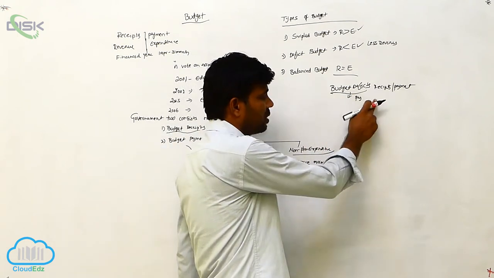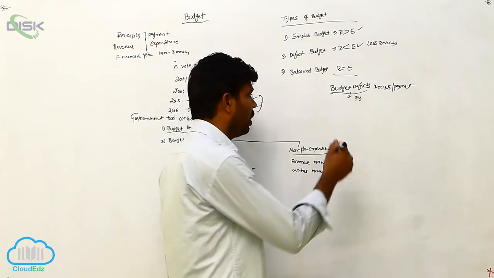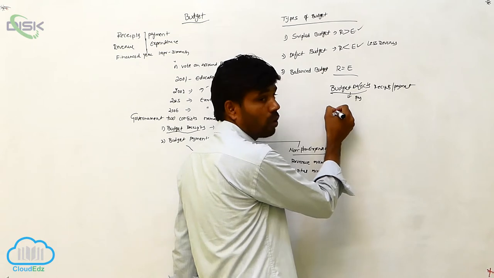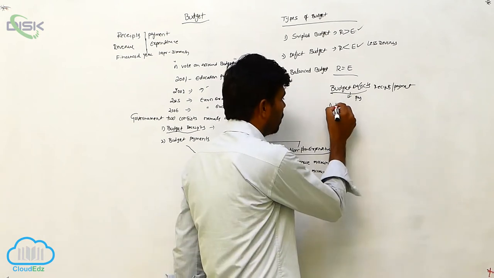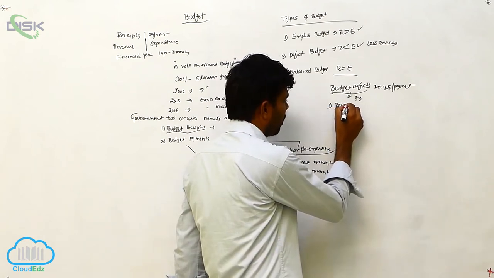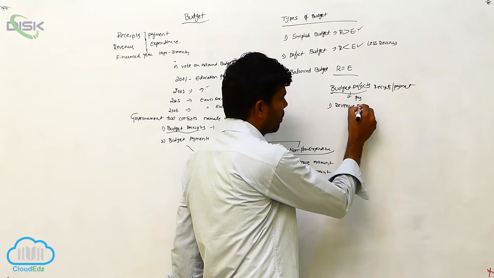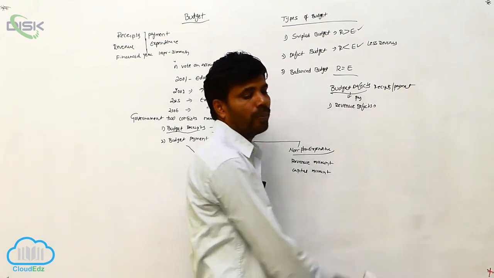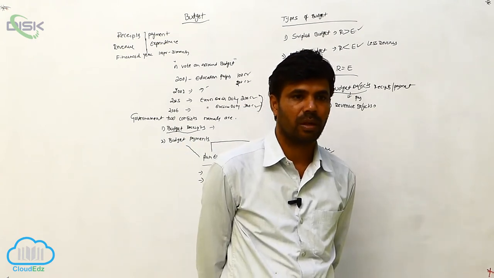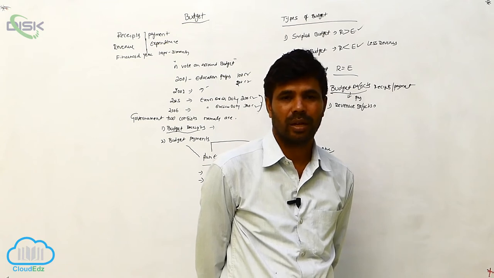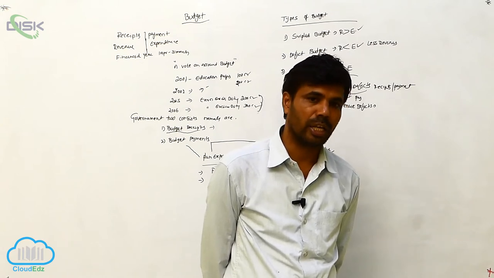According to the budget deficit, we can broadly divide it into four categories. First category is revenue deficit. So what do you mean by revenue deficit? When the revenue expenditure exceeds the revenue receipts, or revenue income.